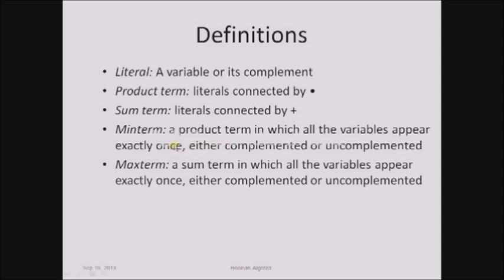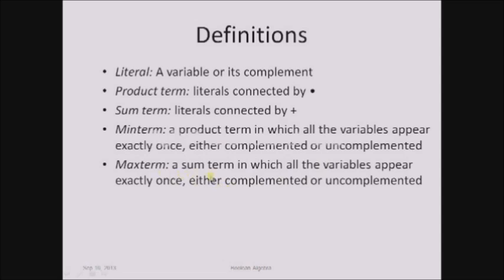And what is a min term? A product term in which all the variables appear exactly once, either in complemented or uncomplemented form. So in any product term we take, every literal appears only one time, and it might be in a complemented form or else in an uncomplemented form.